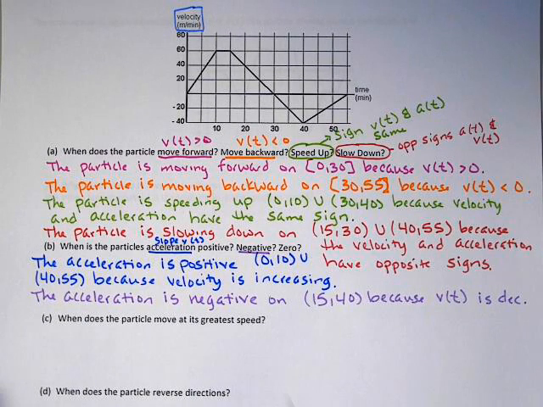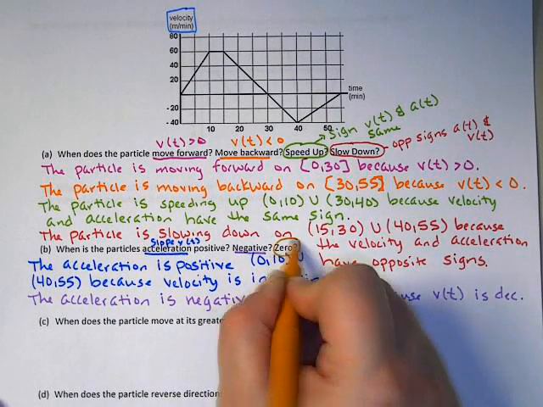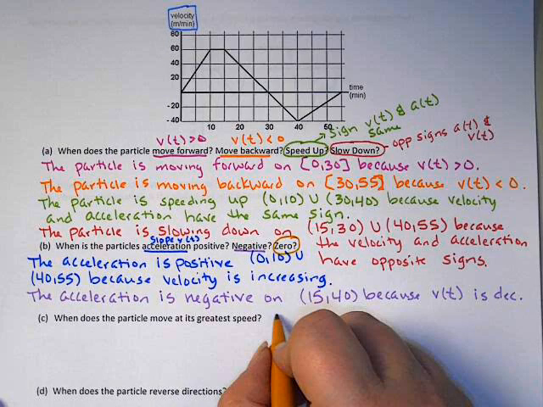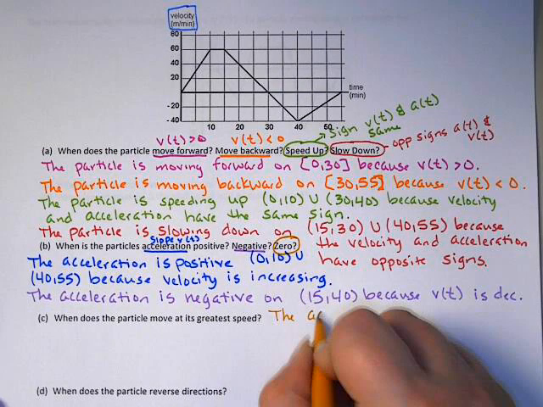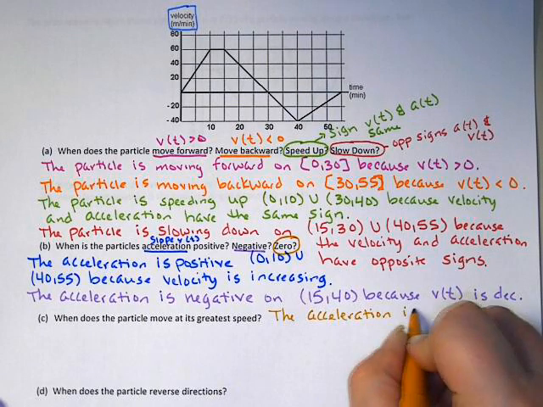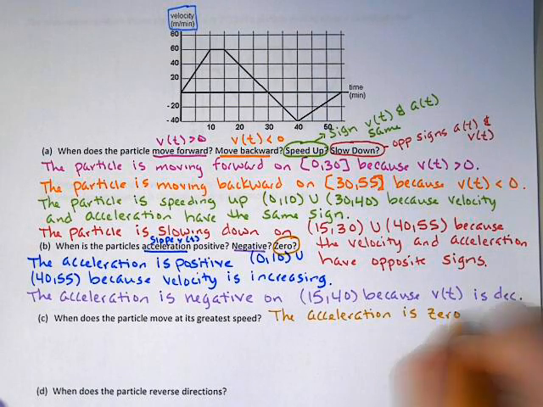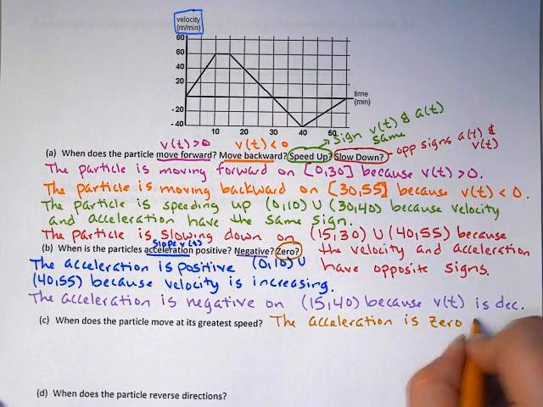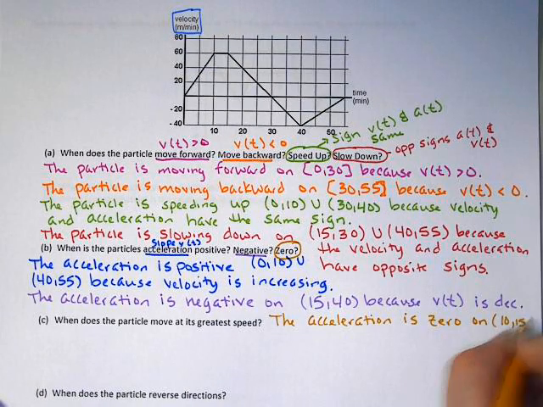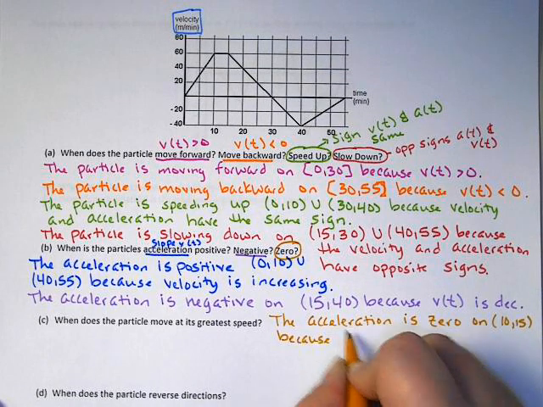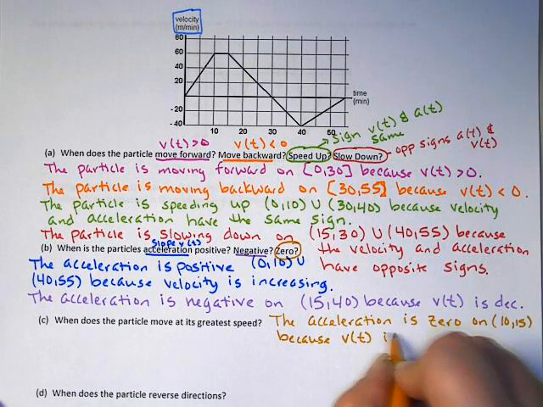If we want to look at when the acceleration is 0, we're looking really for where the velocity is constant. So the acceleration is 0. Let's see, well, from 10 to 15. And we know that because the velocity, v of t, is constant.